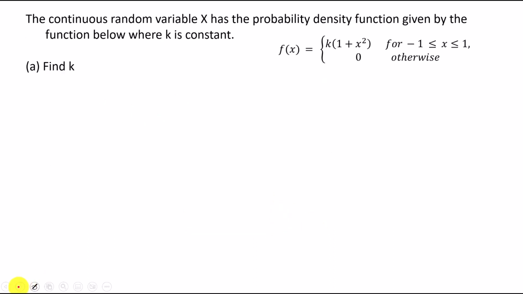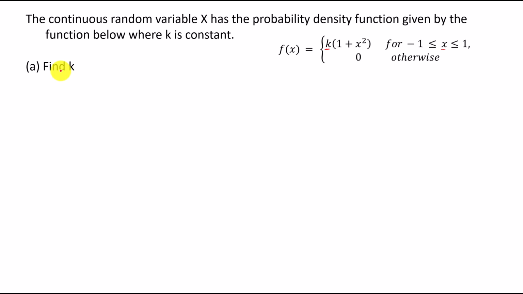So now we're just going to look at some examples. The continuous random variable x has the probability density function given below. So you see this here. And so what's going to happen is you have your function here, and then it's going to give you where this function is valid. So this function is valid from -1 to 1 for our x values. Otherwise, it's 0. So we can only use values from -1 to 1 for x. The other issue here is we have a k out front. And so part A is asking us to find k.